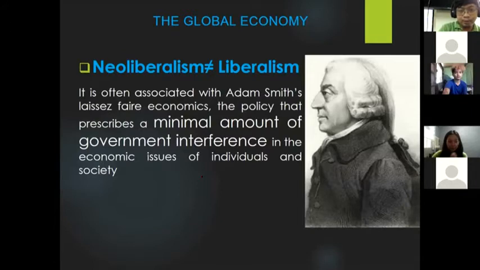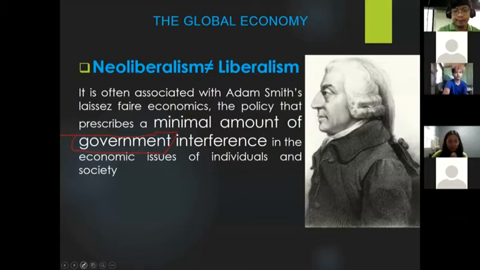It is often associated with Adam Smith's laissez-faire economics. It is the policy that prescribes a minimal amount of government interference. Ibig sabihin niyan, ang mga kumpanya na malalaki, transnational companies, they have a certain independence. Meaning, hindi na kailangan pakialaman ng gobyerno yung mga decision nila in terms of policies inside their companies, kung magkano yung presyo ng kanilang mga produkto, no? So that is what we call neoliberalism. Binabawasan yung pakikialam ng gobyerno sa transnational companies or multinational companies.